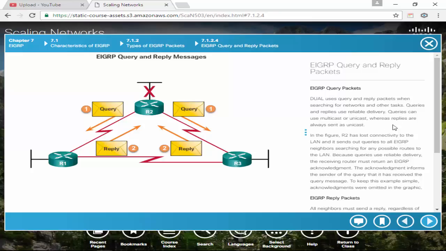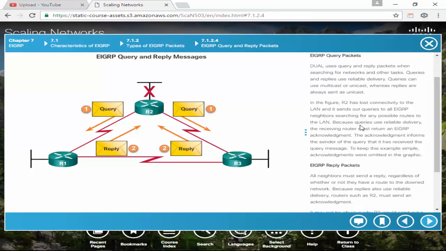DUAL uses query and reply packets when searching for networks and other tasks. So if you lose connectivity, DUAL says, hey, does anybody know another route to this network up here? As we can see, there isn't one, so the reply would probably be, hey, nope, I only knew the way through you.